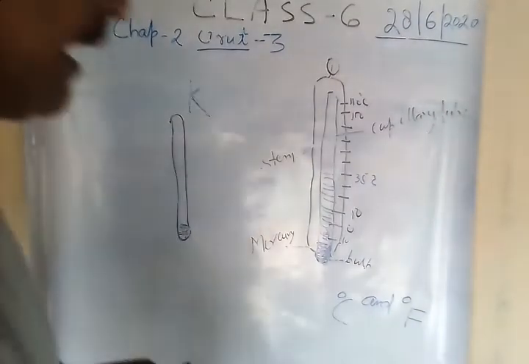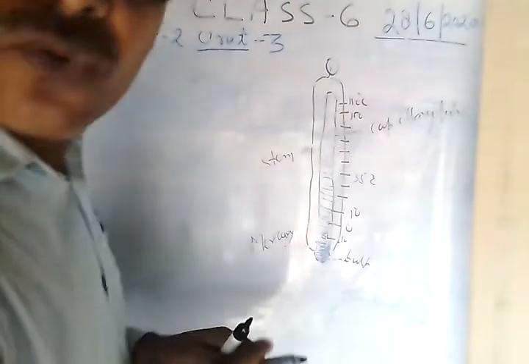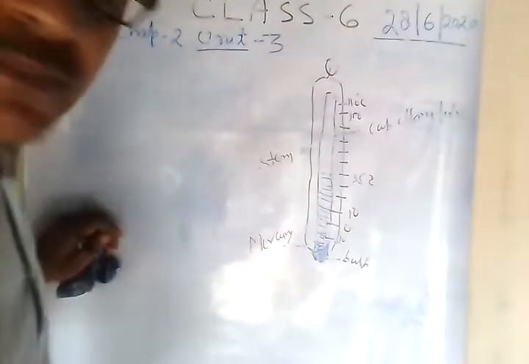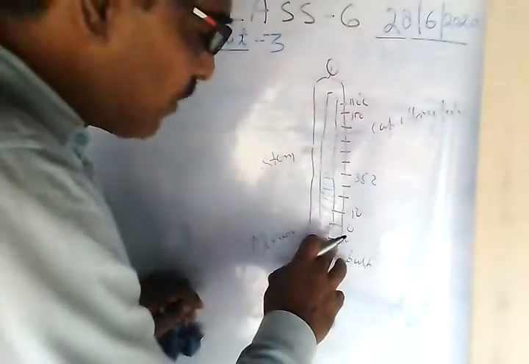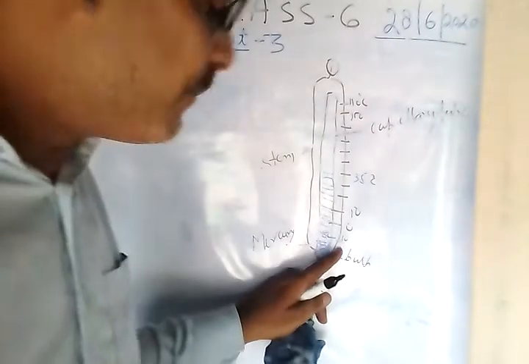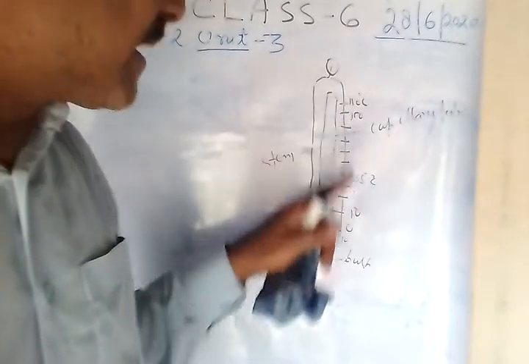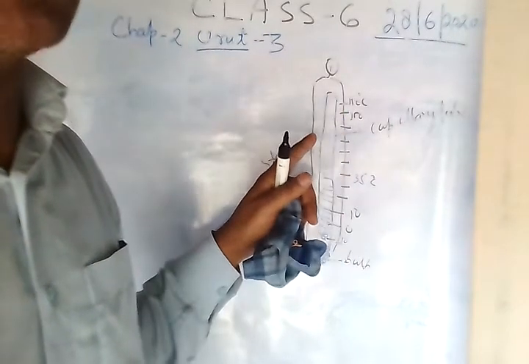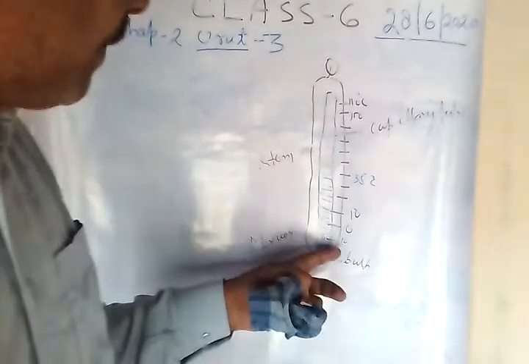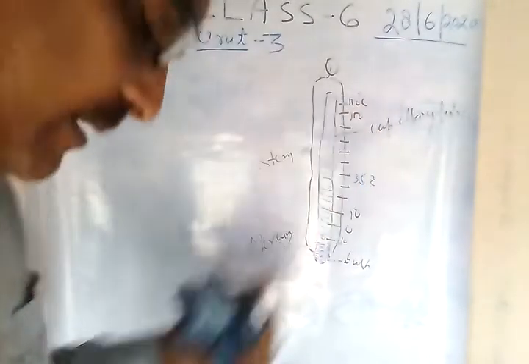Now, every thermometer has two standard points, a lower standard point and an upper standard point. The lower standard point means the minimum value which is measured by the thermometer, and the upper standard point is the maximum value which is measured by the thermometer. So a thermometer has two standard points.